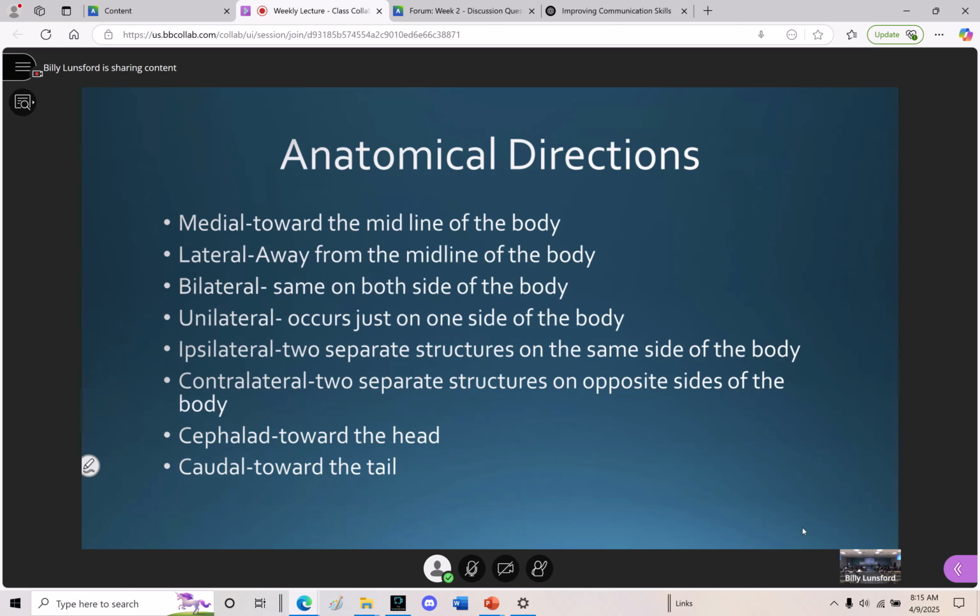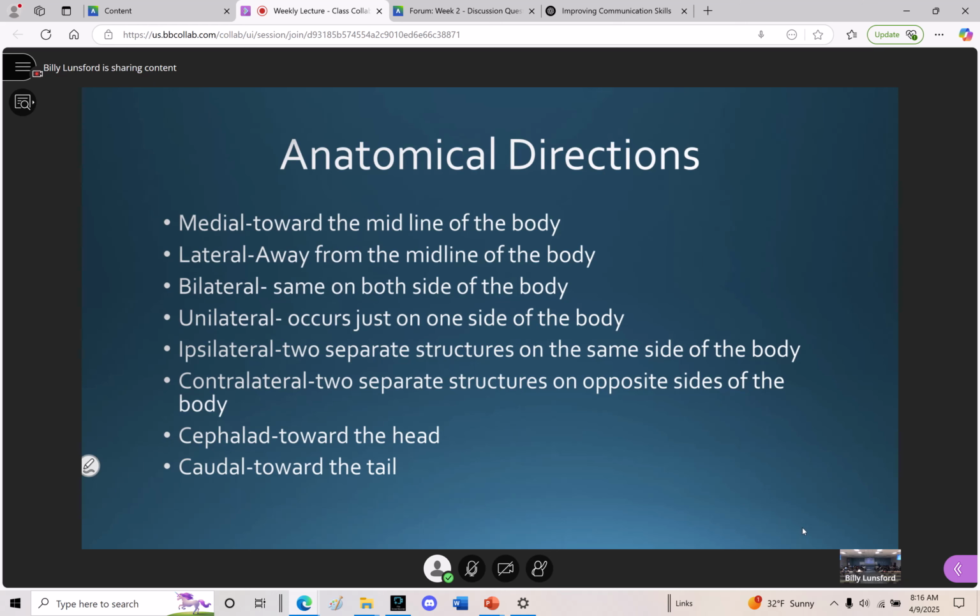Okay? So again, remember bilateral, it really just means that it's the same on both sides of the body, but let's just be careful with that word same. That doesn't mean symmetrical. There could be some asymmetry, but it exists on both sides. Unilateral, we just said spleen, liver, appendix, things like that.